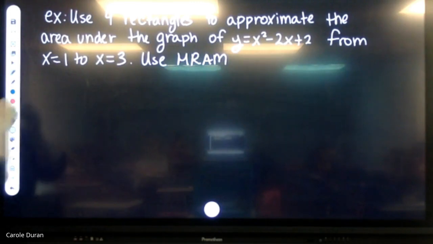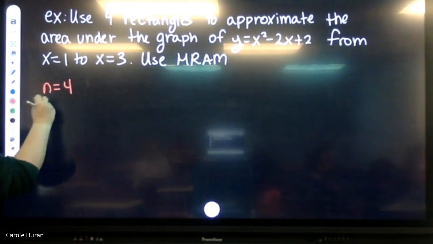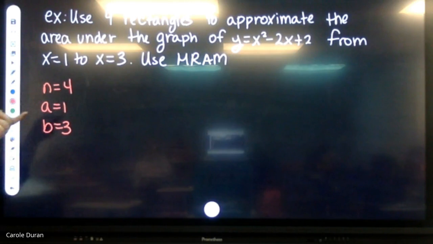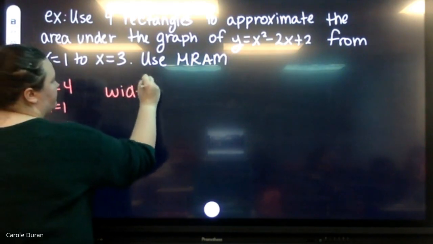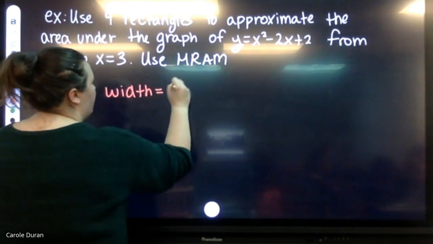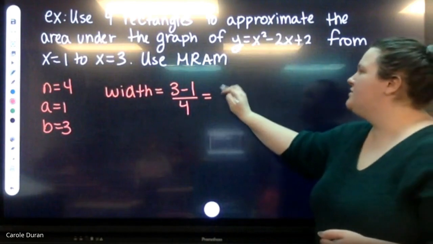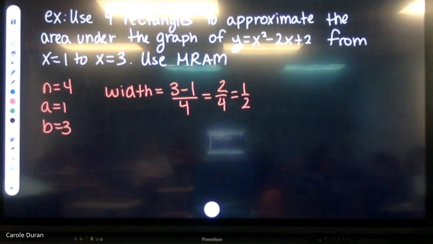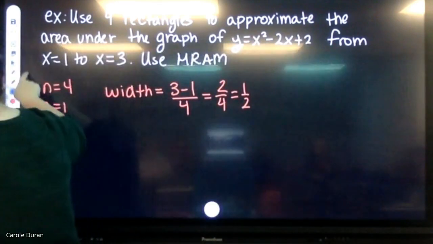So I know that n is equal to 4 because it says I'm using 4 rectangles. I know that my a here is 1 and my b here is 3 because it says from x equals 1 to x equals 3. So to find my width, I'm going to do 3 minus 1 over 4, which is going to be 2 over 4, which is 1/2. So each of my sub-intervals will have a width of 1/2. So now I can start setting up my intervals.